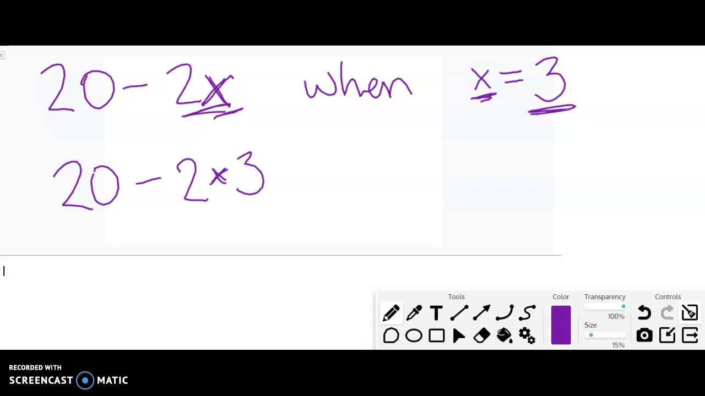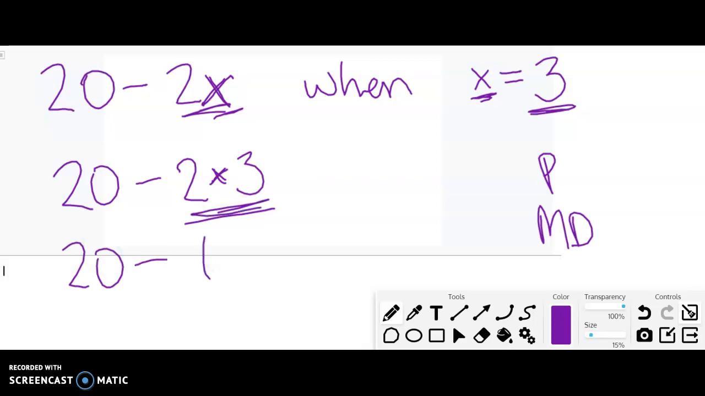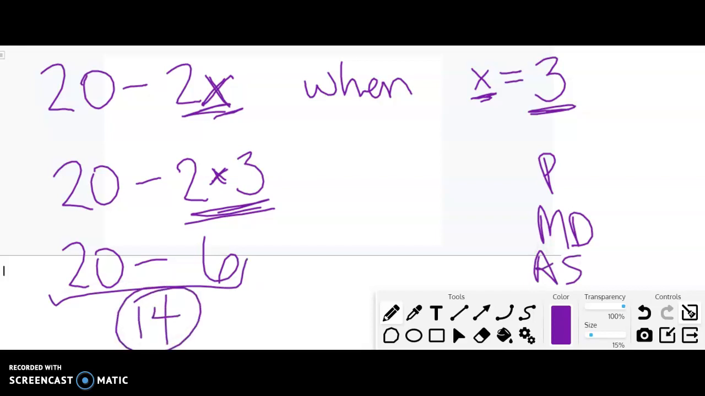So 2 times 3. So now we need to think about our order of operations. Well, don't have any parentheses. I do have multiplying or dividing, so that's what I need to do first. So I'm going to 20 minus 2 times 3 is 6. Now I can add or subtract. In this case, I will subtract, and I will get 14 as my answer.